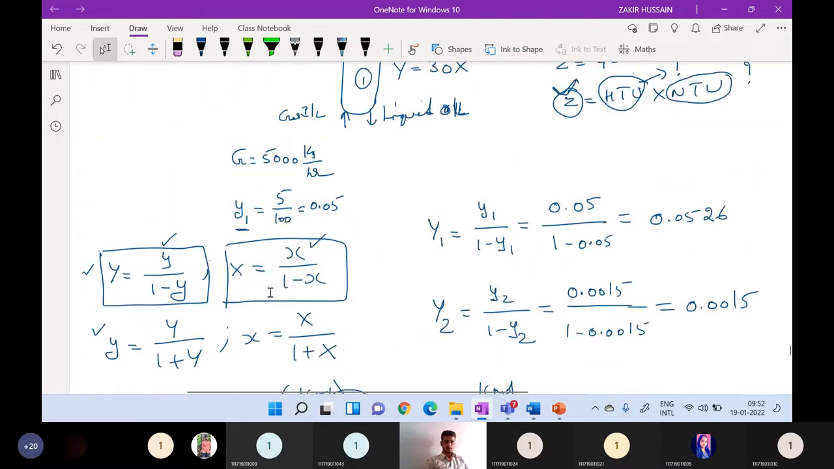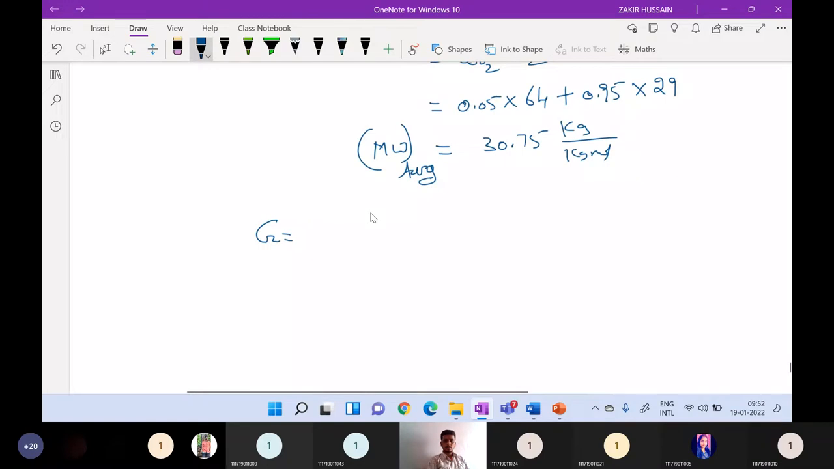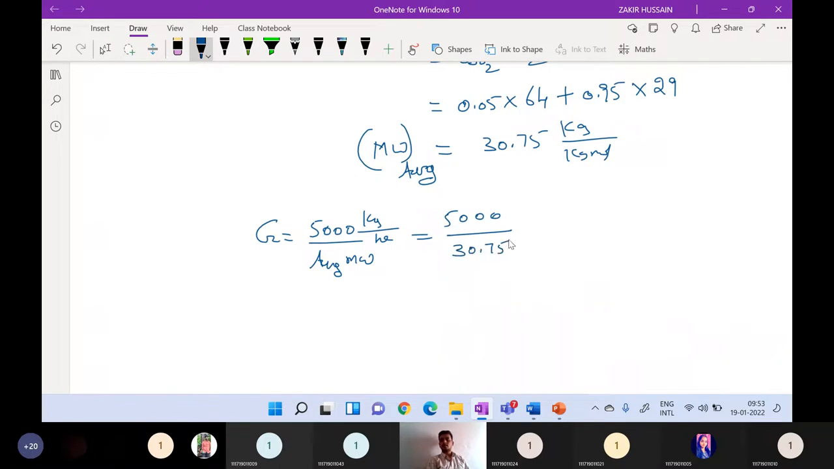around, I think, 5000 kg per hour. So this is 5000 kg per hour. So let us divide this with the average molecular weight. Okay, G by average molecular weight, that is 5000 divided by the average molecular weight, 30.75. So 5000 kg per hour, this 30.75 will have units of kg per kg mole, then kg and kg cancel out, and this will go to the numerator. Okay, 5000 divided by 30.75, so in kilomole per hour you will get 162.6 kilomole per hour.